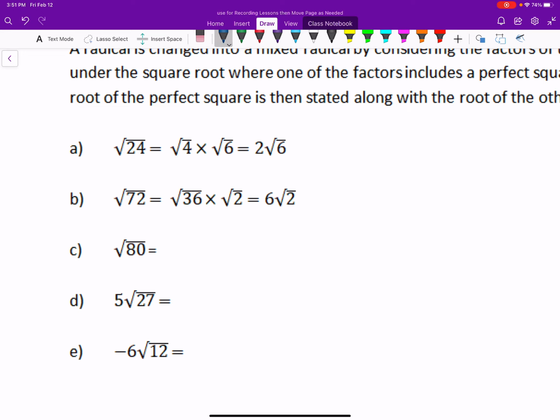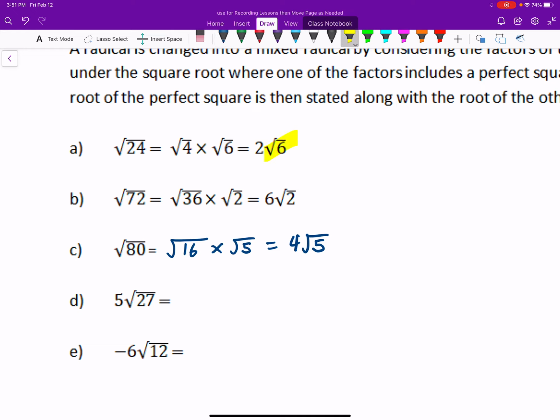Root 80. What I want to do is think about what I can break that down into that's going to have one perfect square and one not that I can then take the square root of. Well, 16 goes into 80 5 times. So 16 times 5 is 80, but I know that the square root of 16 is 4, and I can just leave the root 5, and that would be 4 root 5.